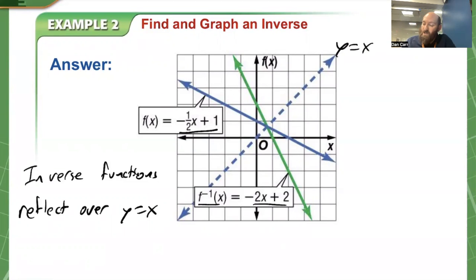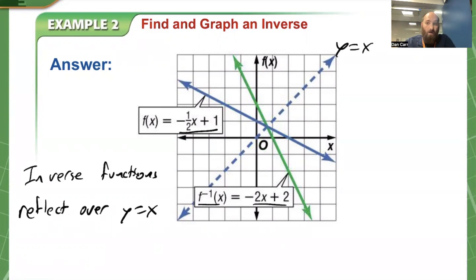What we mean by reflection is every point that I have on here, for example this one, positive 2, negative 2, maps over here to negative 2, positive 2. Those are reflections of each other. If I pick this point here, it reflects here. They're jumping over that line, making this mirror image. So that's what we create here with inverse functions. They are reflecting over the line y equals x.